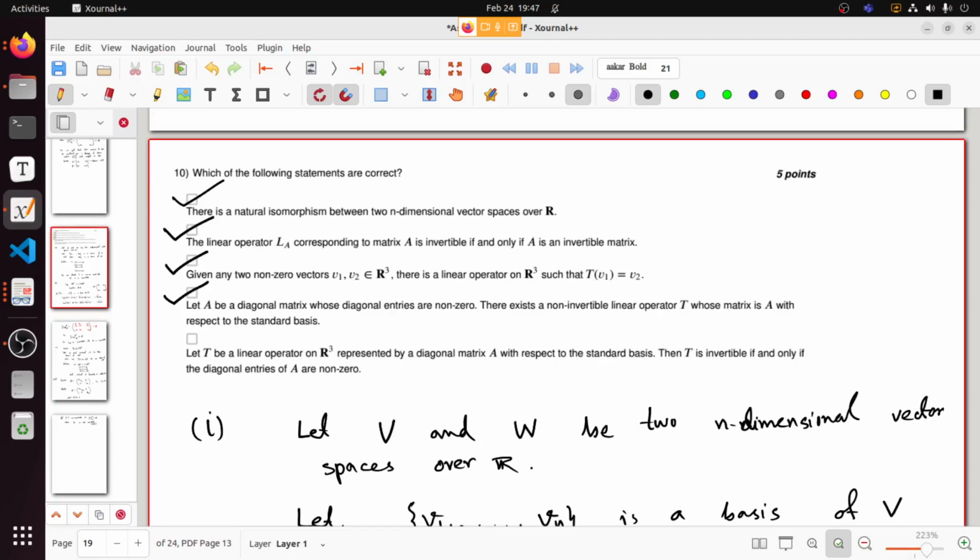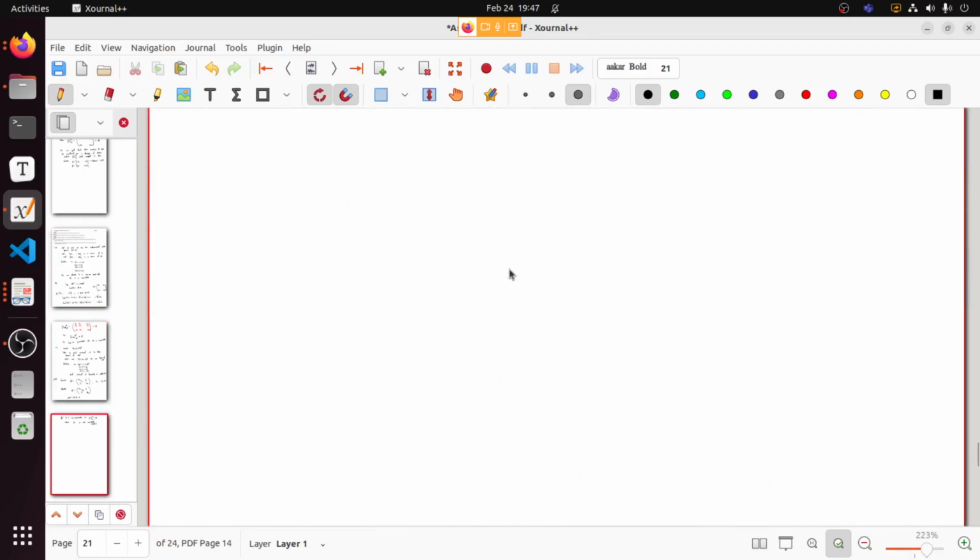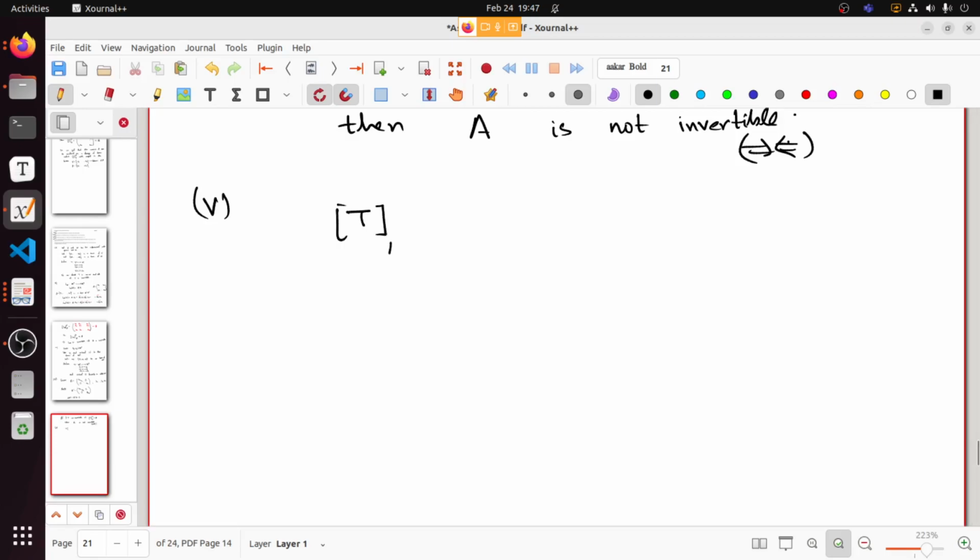Now move to option number 5. Let T be a linear operator on R3 represented by the diagonal matrix A with respect to the standard basis. Then T is invertible if and only if the diagonal entries are non-zero. Okay, so what do we have to prove? Given that the matrix of T with respect to the standard basis, say beta, is A, where A is the diagonal matrix with lambda 1 to lambda n on the diagonal.